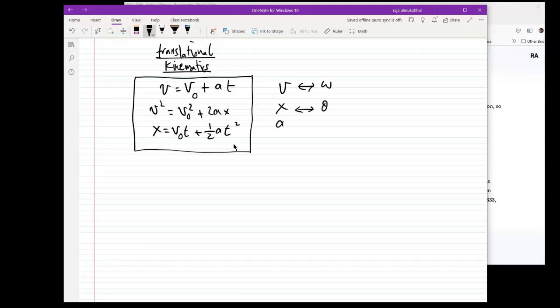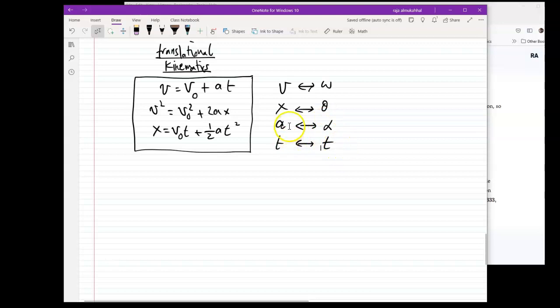What corresponds to acceleration is angular acceleration, and of course time is time. Okay, so let me repeat it. What corresponds to linear velocity or translational velocity is omega, angular velocity. What corresponds to linear displacement is angular displacement. Tangential acceleration, or acceleration, is angular acceleration, and then time is time.